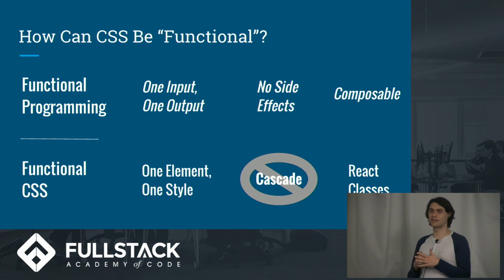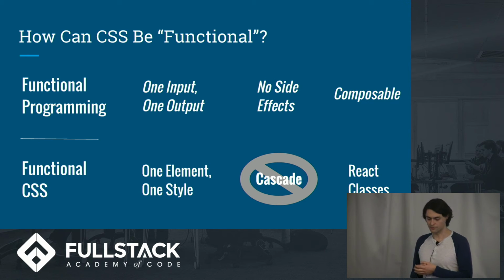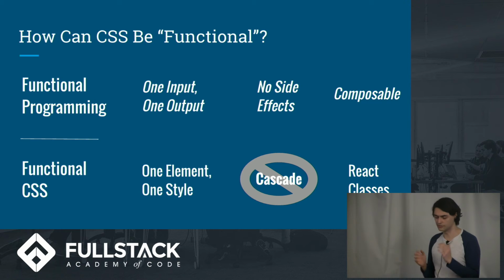Obviously CSS isn't a Turing-complete programming language in the way we think about them, but there are a lot of similarities, or rather a lot of principles you can draw from functional programming that apply to CSS. First is the idea of one input, one output. Like I was just talking about in functional CSS, you have one style for one element. So each element is individually styled, although you might use the same package of styles in different elements.